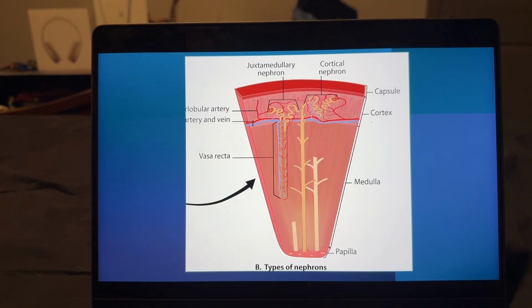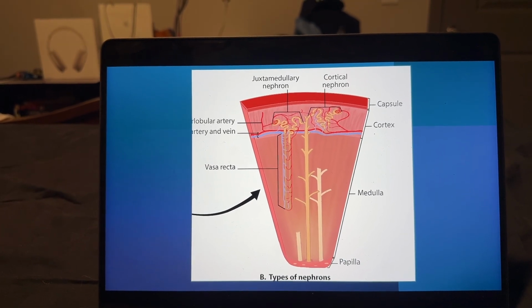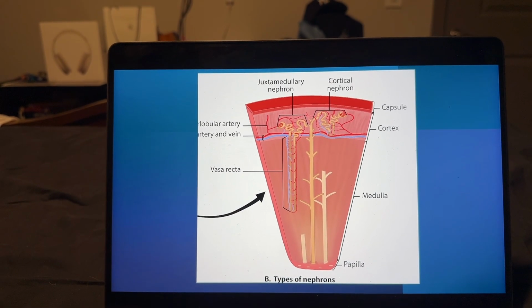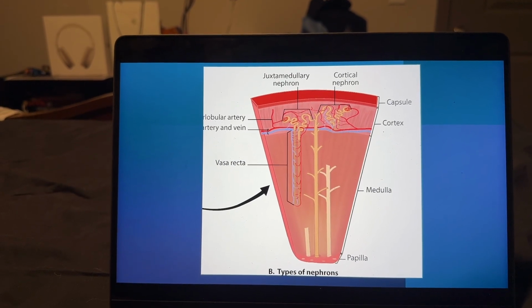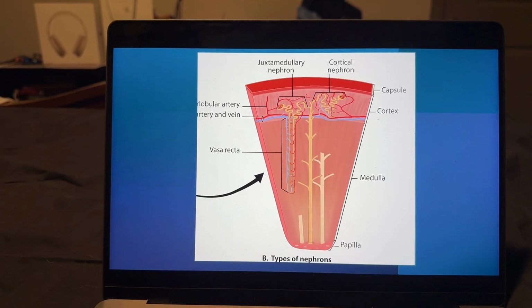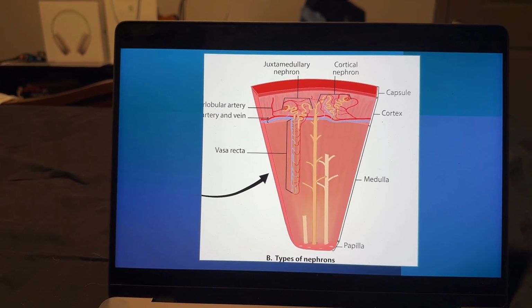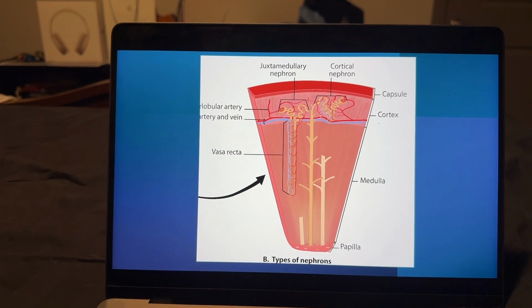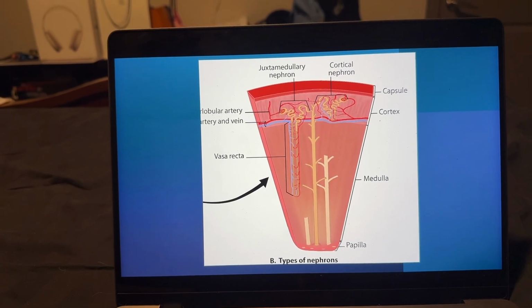Starting off with the nephron, there's 1 million nephrons per kidney. Their function is it filters blood to create urine. Each nephron is made of renal corpuscle and renal tubule. So there's about 150 liters to 180 liters of filtration happening, but the body only filters 1 liter to 2 liters of waste. And right here we have the two types of nephrons.